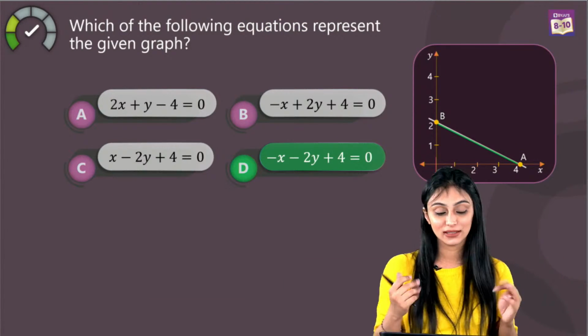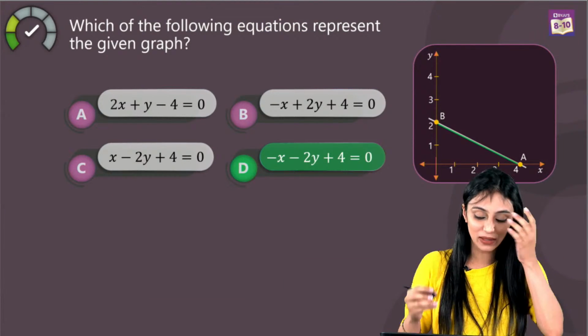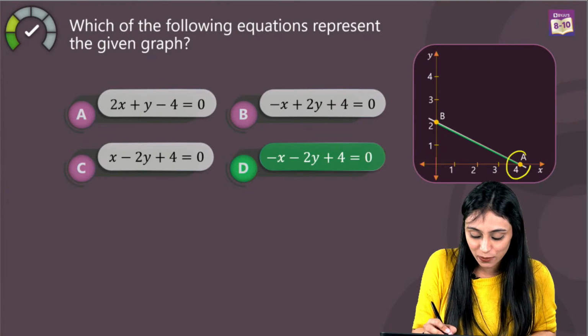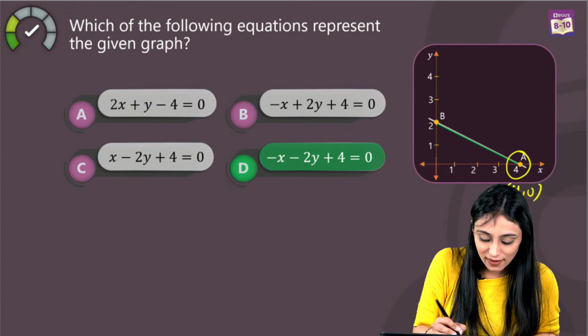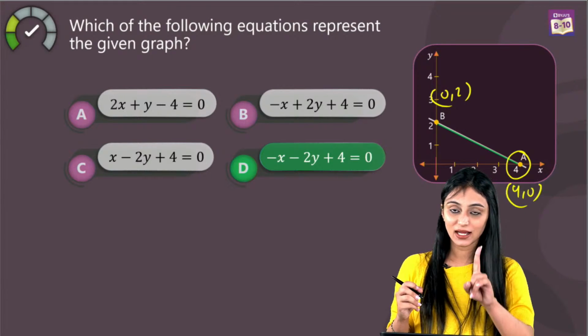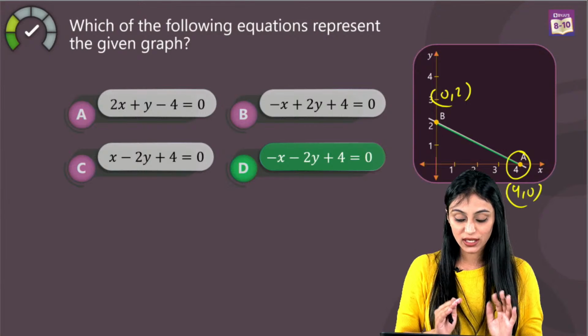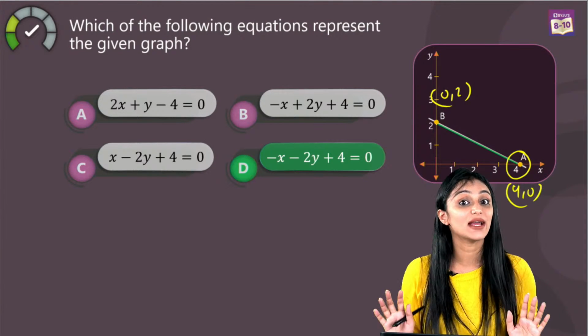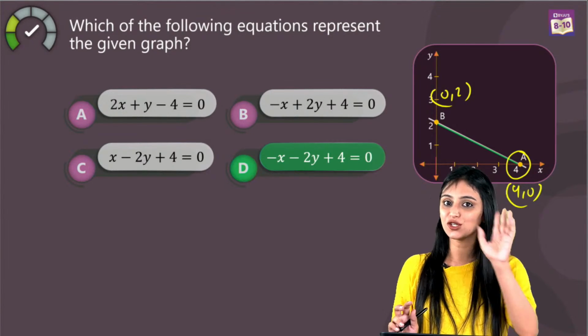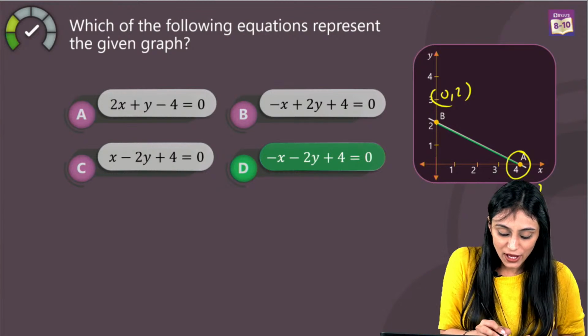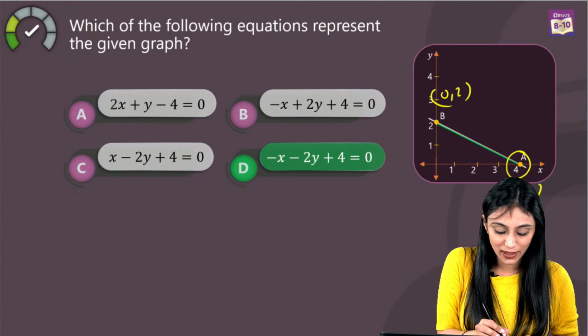But now let's see what the other method is. What I told you in the beginning, see the graph is intersecting here at point (4, 0) and the other point is (0, 2), right? One by one, we are going to put these points in every equation and we are going to see if it satisfies the equation or not. Both the points should satisfy the equation. So this will actually save your time, I would say, in the exam.